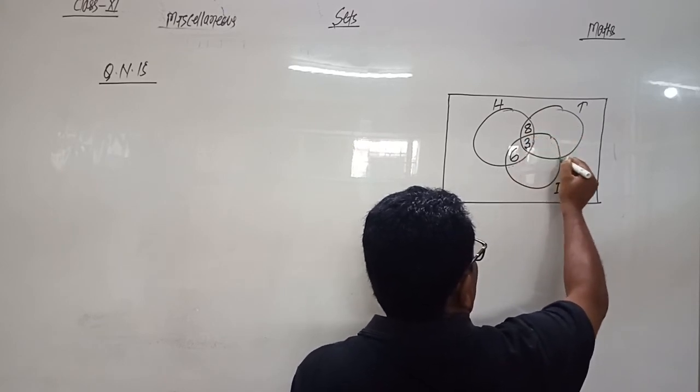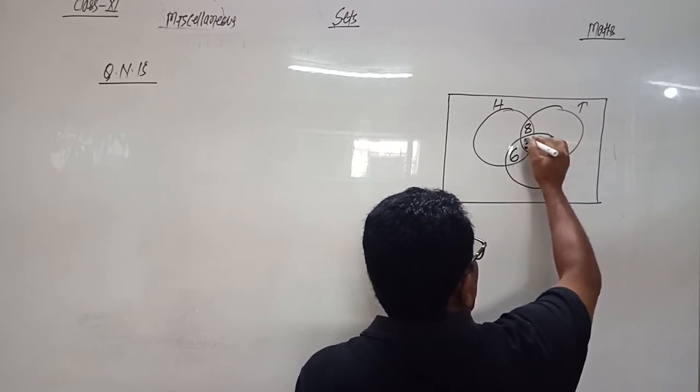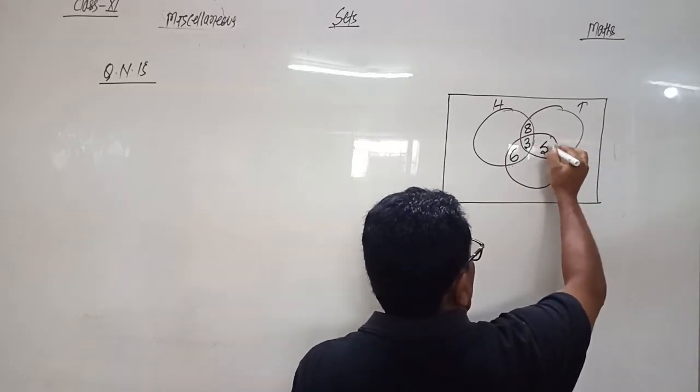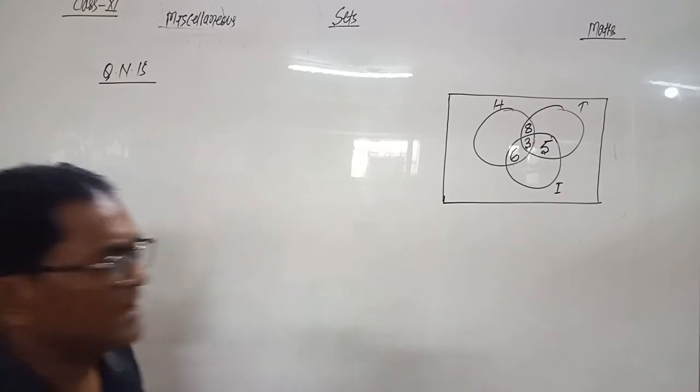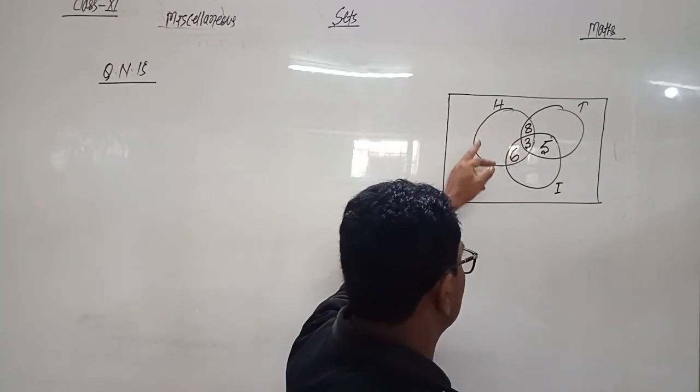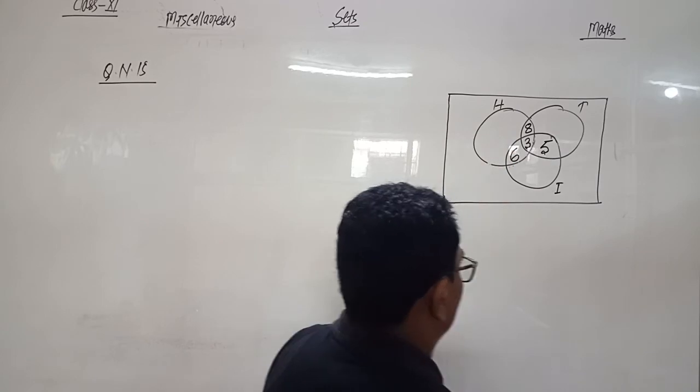So the common region in T and I is this region. And 8 people read both T and I, so this will become 5. 5 people. Now it was found that 25 read newspaper H. The total people who read newspaper H is 25.